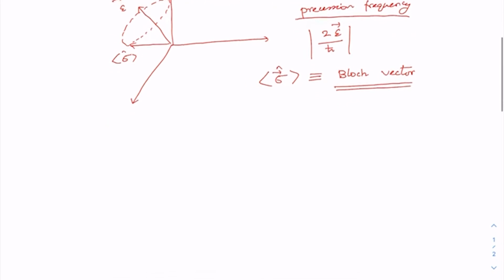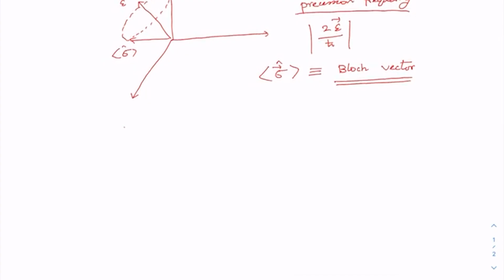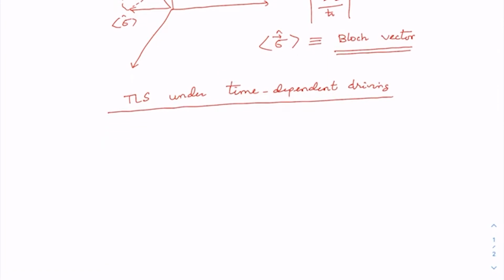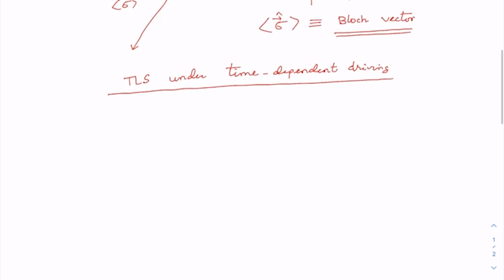Now let us see what happens if a two-level system is put under driving. So, two-level system under time-dependent driving. This is what we are going to discuss today in this class, and you will see very nice physics come out of that. So what we will do, we'll begin with a Hamiltonian which is already diagonalized.